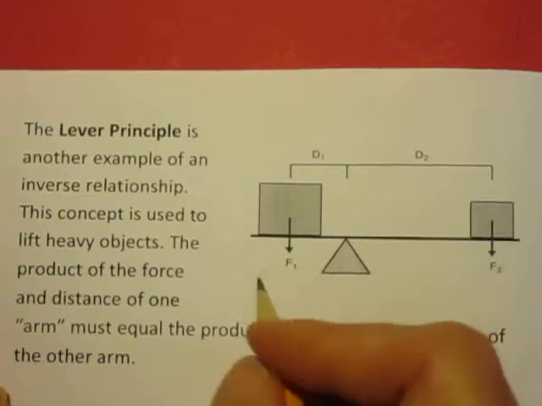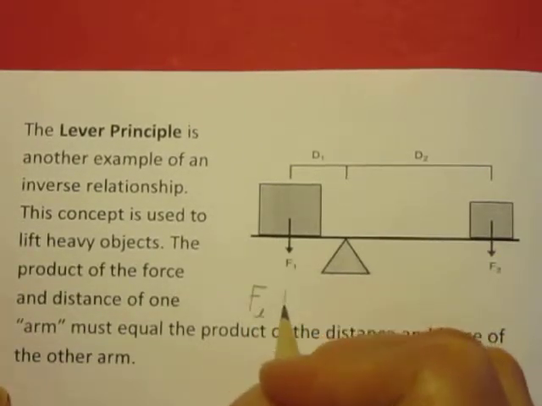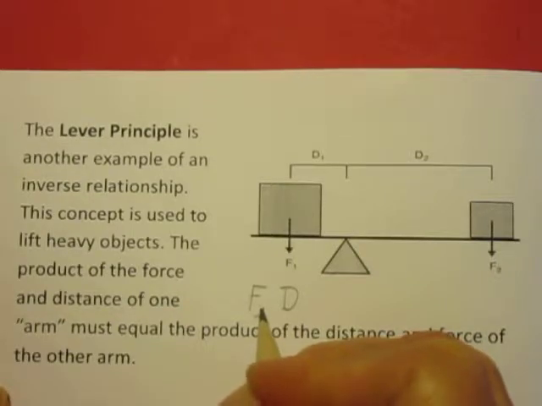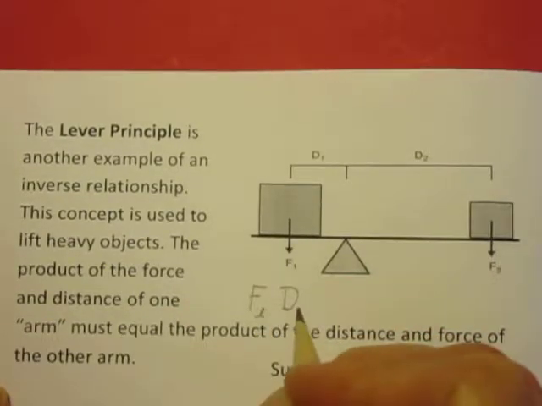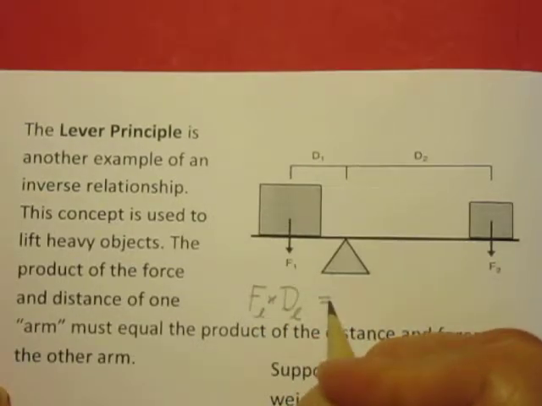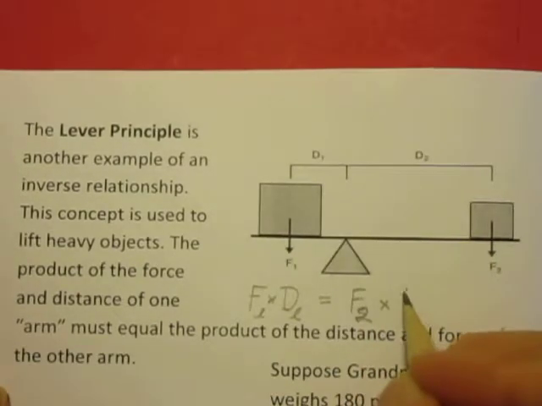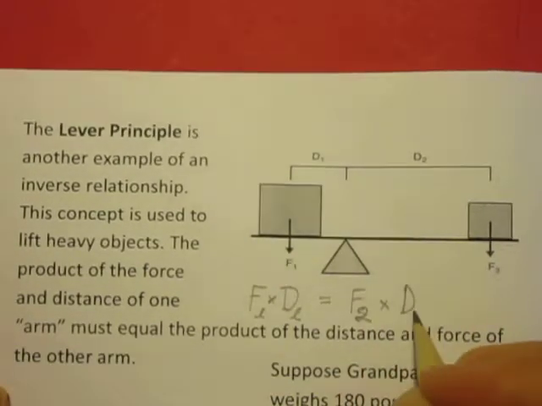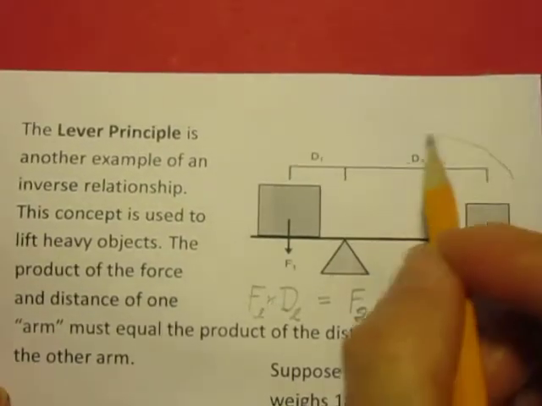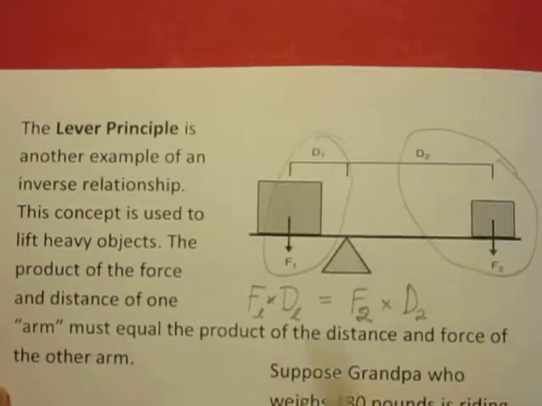So you'll have this case of the larger force times the distance, or if you want to call it, distance 1, force 1. That product, I'm going to put a little times in here, should be equal to the other force, which is going to be your smaller one. We should just call it force 2, and then distance 2. So the product of these two should be equal to the product of these two to maintain that balance.